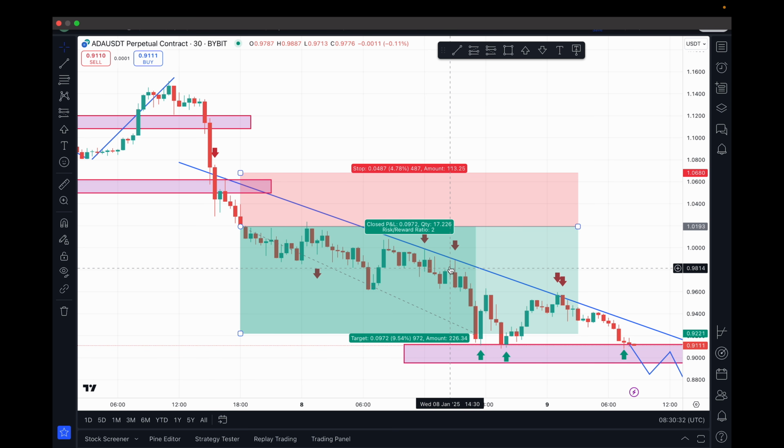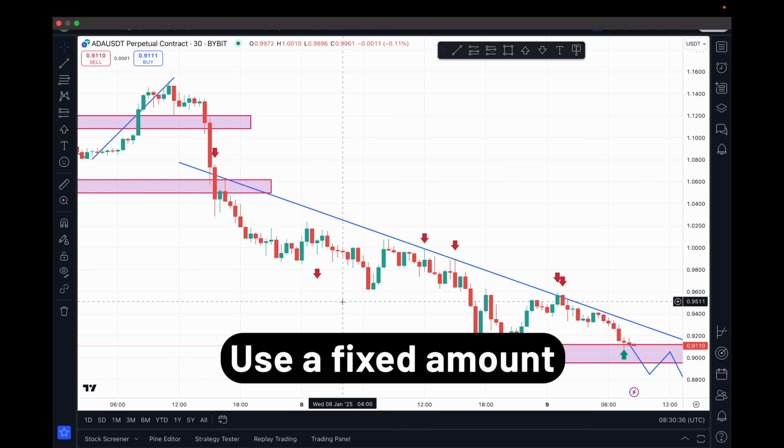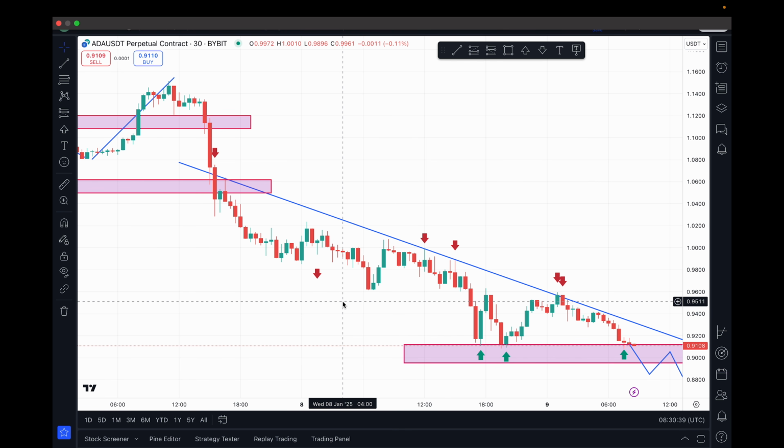That's one. Now the second way you can use is to use a fixed amount. So let me delete this. The second way is to use a fixed amount. A fixed amount is how much you are willing to lose.